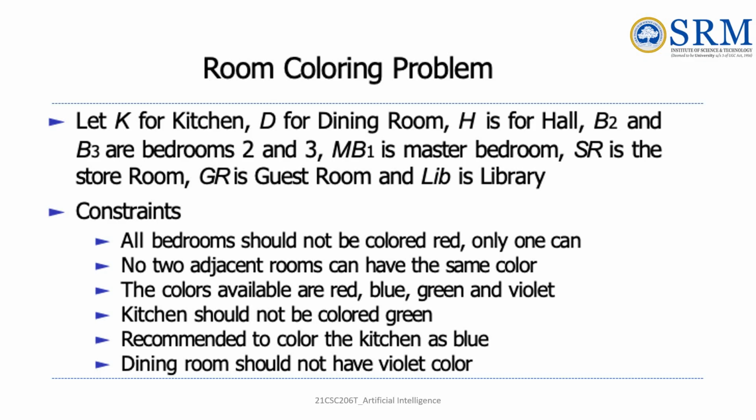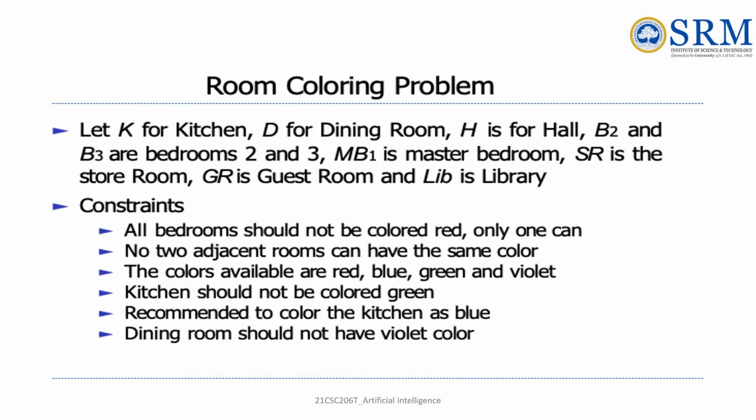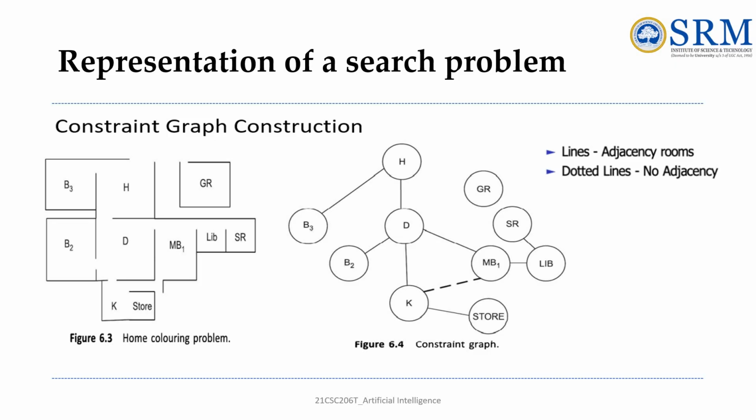And then this is another example, the room coloring problem. The problem has a kitchen, a dining room and a hall, and we have bedrooms: master bedroom, storeroom, guest room. So the constraint is what recommendations apply for the room coloring. Okay, so for all bedrooms there will be certain constraints for this problem. Similarly, you have the other one, which I have explained earlier.